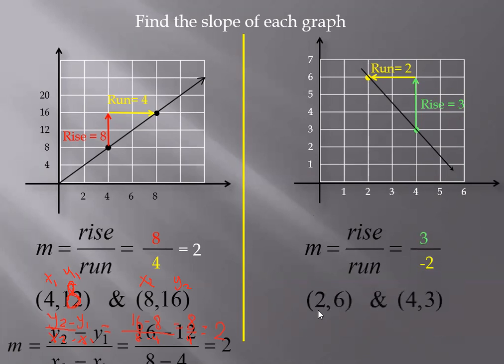Second, we will write 2 and 6 and then 4 and 3. So it will be 3 minus 6 over 4 minus 2, y2 minus y1 over x2 minus x1. So the answer will be equal to 3 over negative 2. So this is how we calculate the slope. And in the next session, inshallah, we will talk about rate of change.